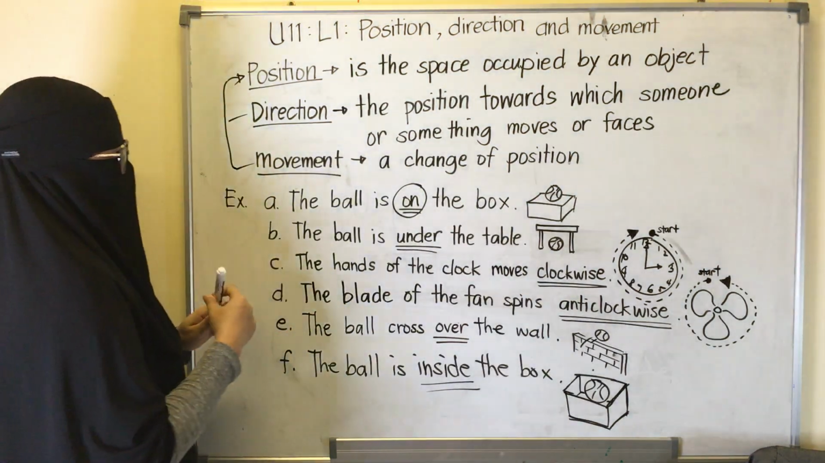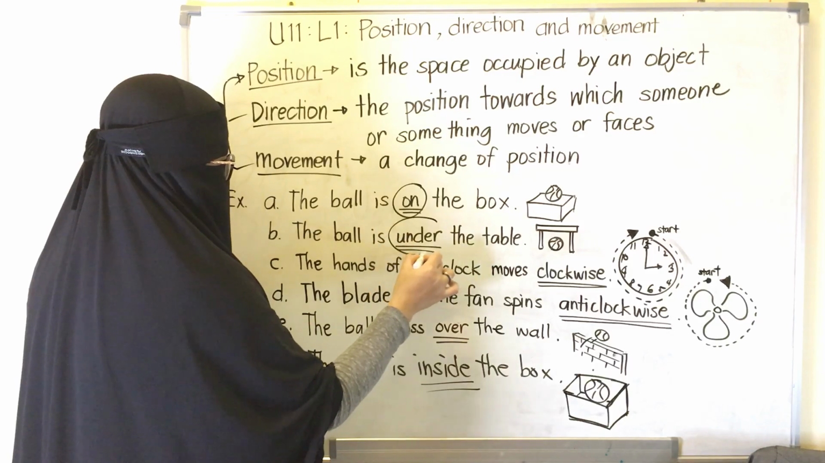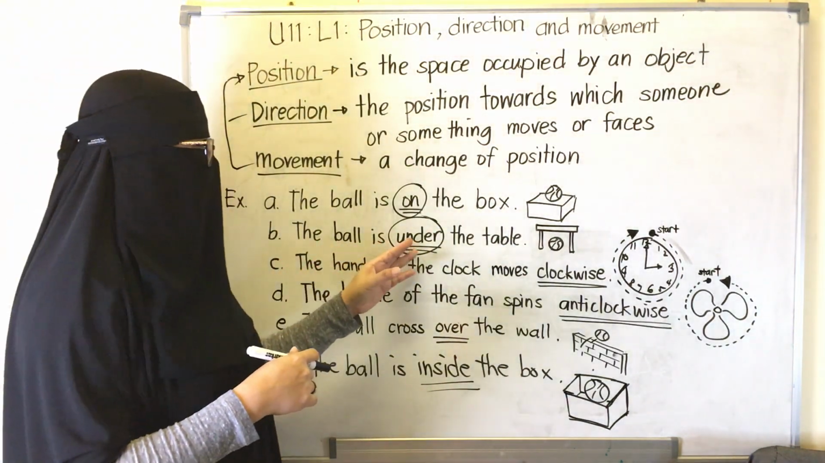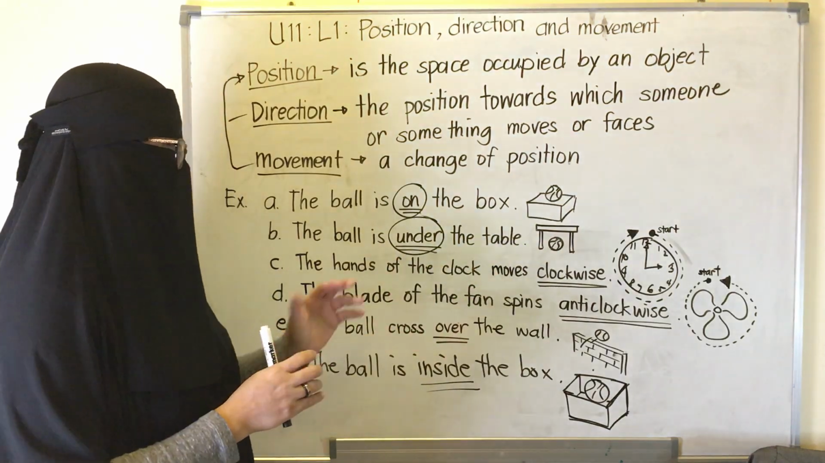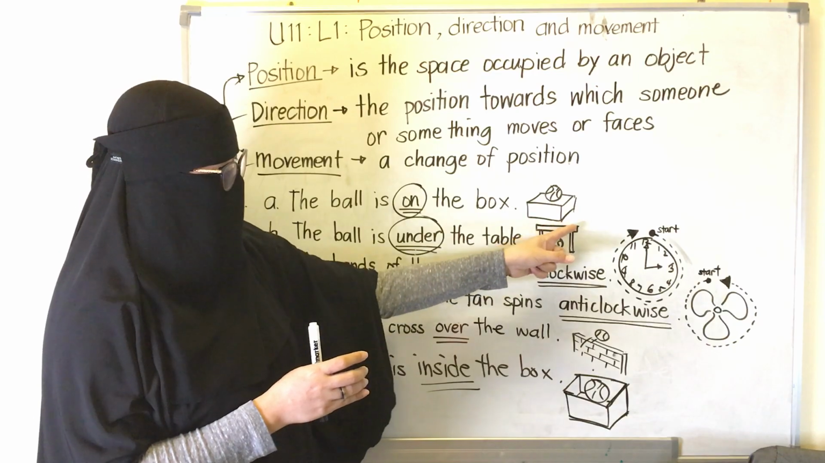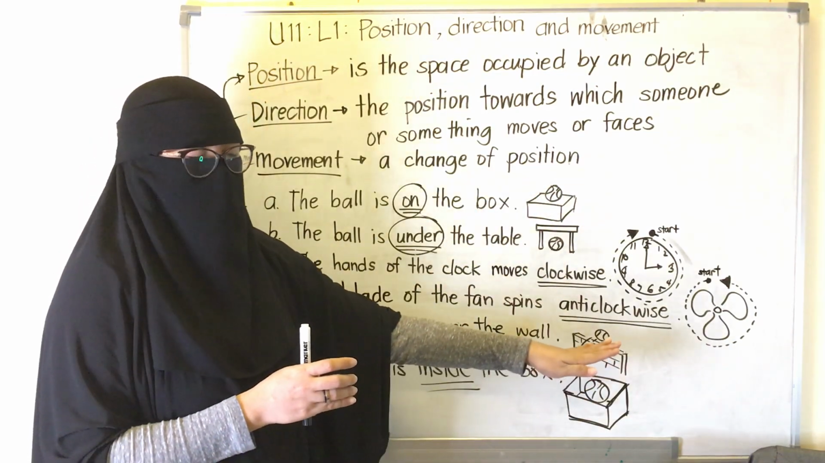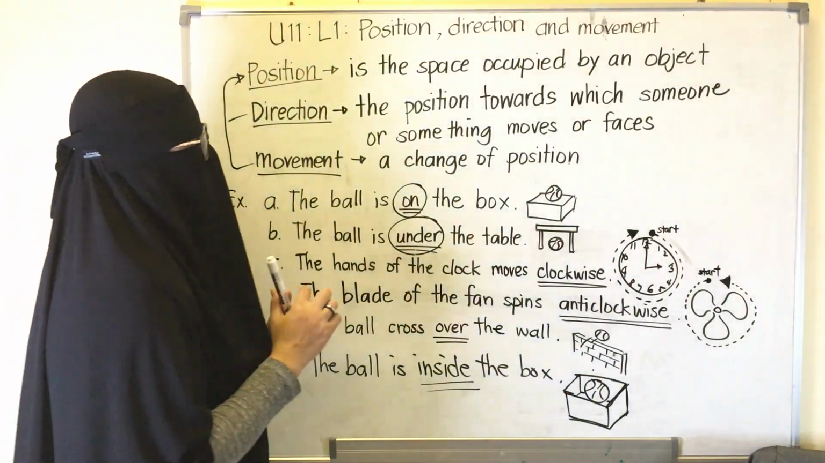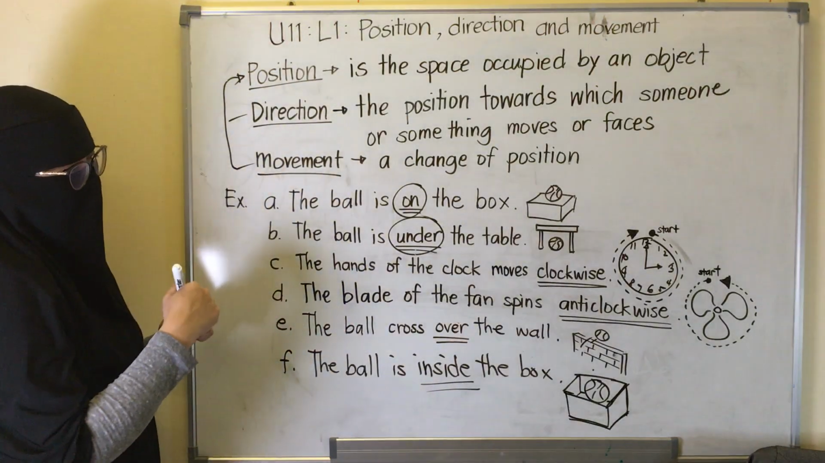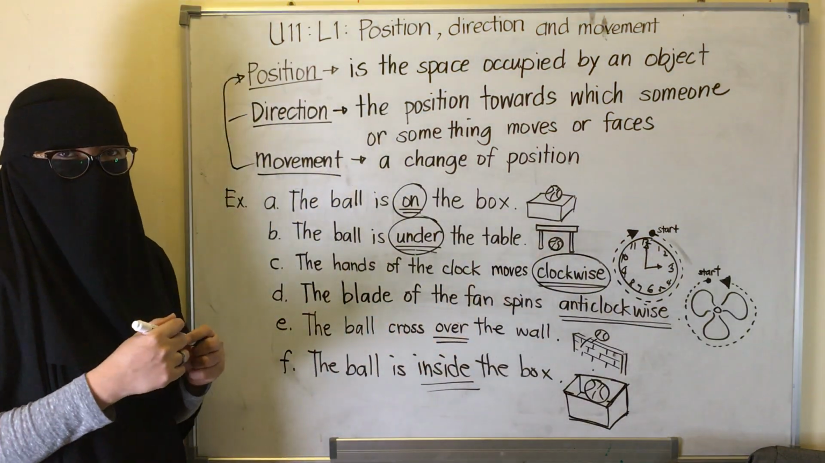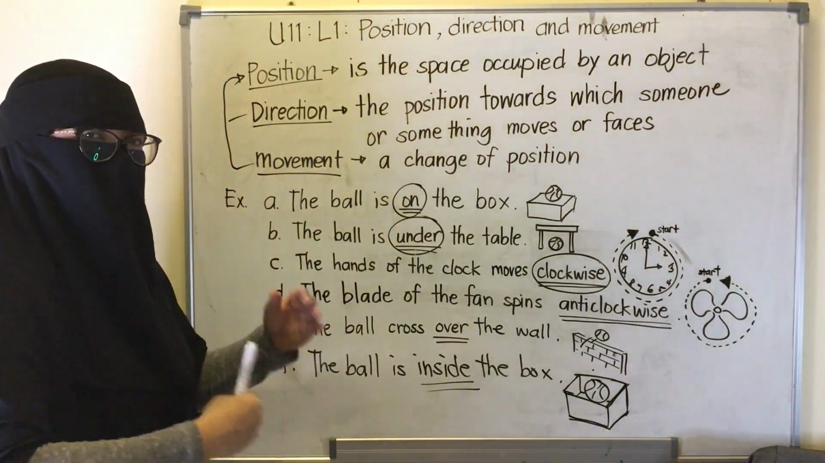The next word is under. The ball is under the table. This is another example of position, under. If you have a table here, the ball is under. Then we have another example which is clockwise. This is a movement. Clockwise is an example of movement.